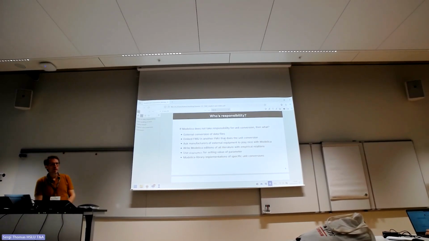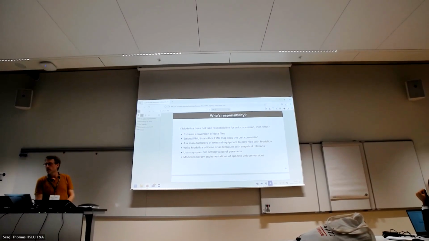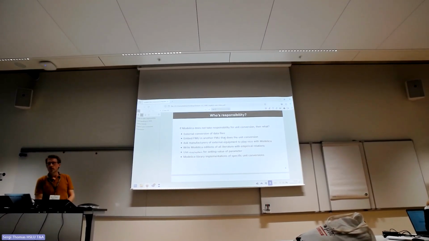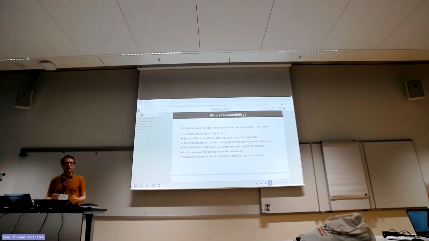When we want to add a parameter value from the literature to our model, we sacrifice the use of display unit for choosing how we want to display the parameter, because we are forced to use it for being able to set the parameter value according to the unit used in the literature. And on top of all of that, we make Modelica library implementations for all the specific unit conversions. Source unit to target unit, all of them, we make a function variant from A to B, from B to A, and we also make a block variant of that. It just doesn't scale very well with all the combination of units that you can imagine.